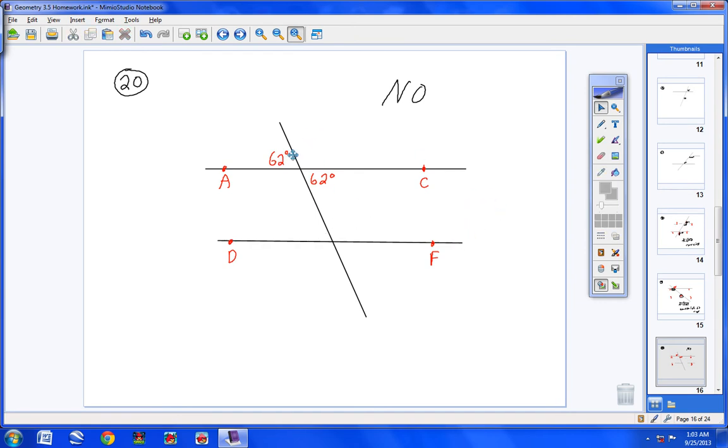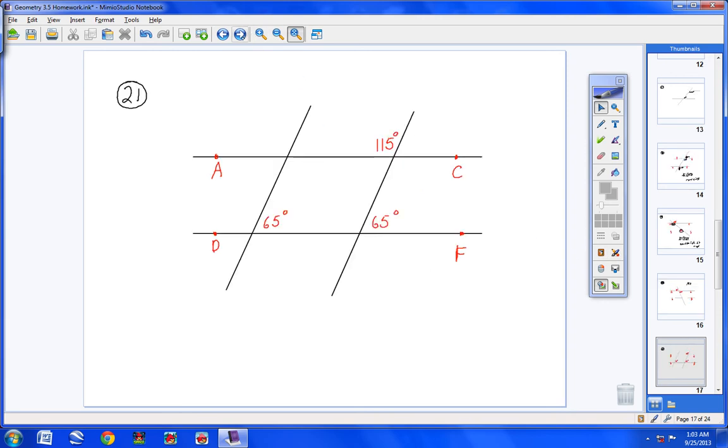Just because we know that these 2 angles up here are 62 degrees and they're congruent, that doesn't tell us anything about these angles down here. So no, we do not know for sure that these 2 angles are congruent, or these 2 lines are parallel, excuse me. All right, number 21.